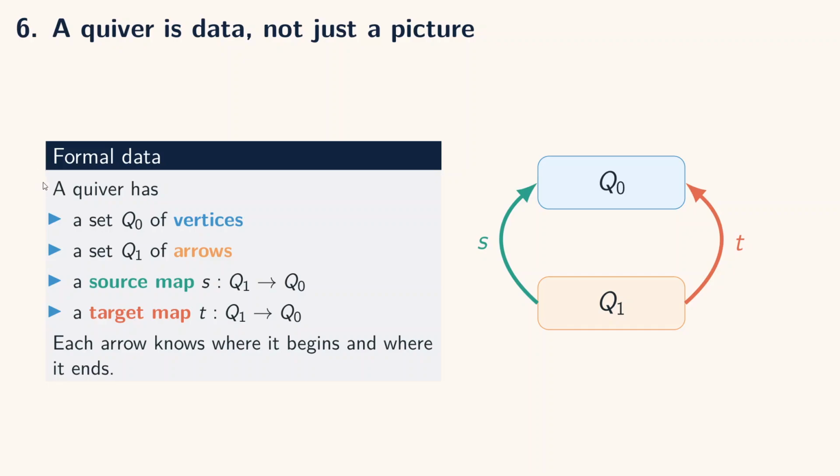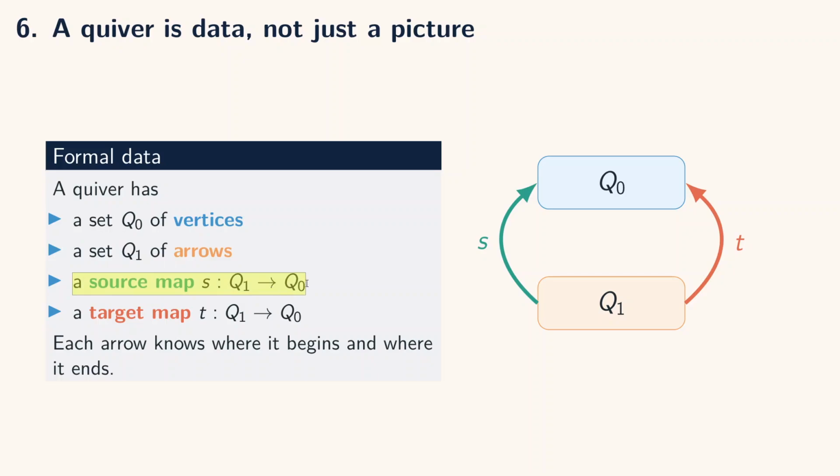The first ingredient is a set of vertices. We give this set the name Q0. It is simply the collection of all the points in our quiver, every named location. The second ingredient is a set of arrows. We give this set the name Q1. It is the collection of every named arrow in the quiver. The third ingredient is a source map. We call it S.